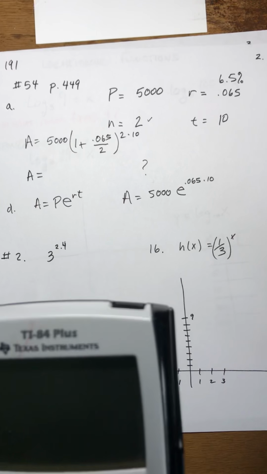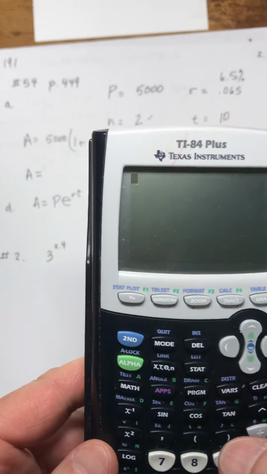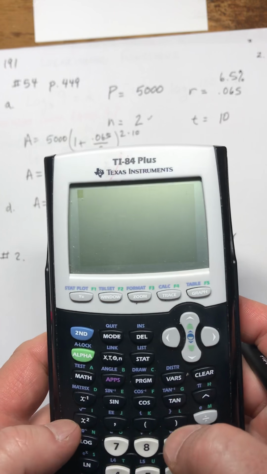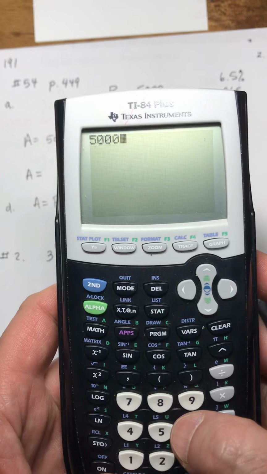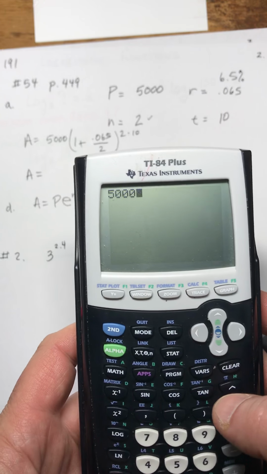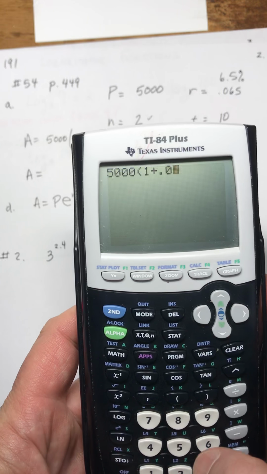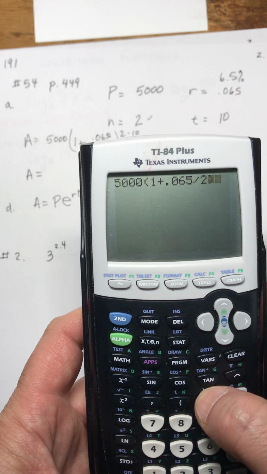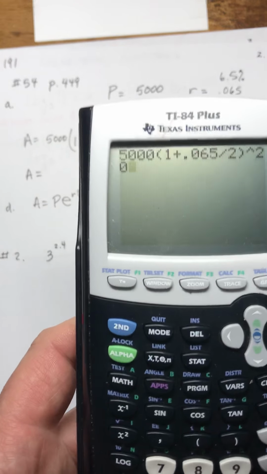And I think maybe it's worth it for us to do both of these. Let's take a look. If I type the first one, 54 part A, into the calculator, we got 5,000, right? I'm going to use a parentheses. I'm going to go 1 plus 0.065 divided by 2, close the parentheses, and go to the, and that would be a 20. Can you see that?